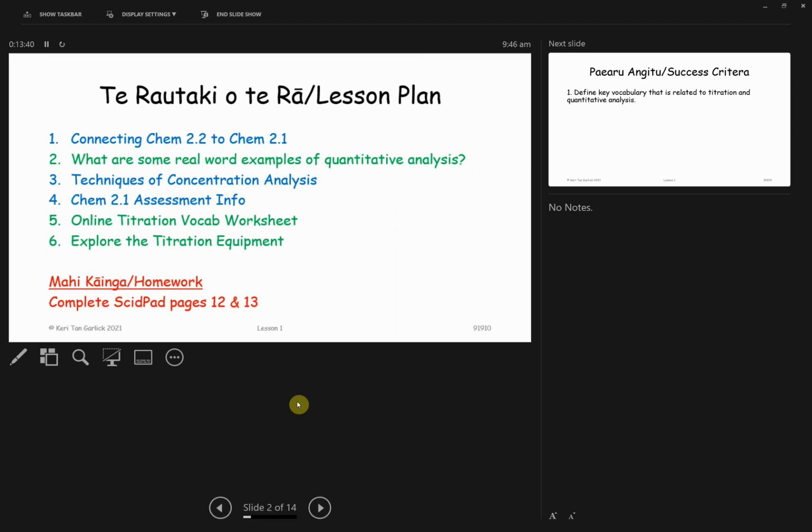So what we are thinking about first is how we connect the internal that you just did to the next internal. I think it's good to see that, because that way you understand some really important science skills. Then I want you to have a chance to think of a real world example of when we do quantitative analysis. I'll give you some information then on the different techniques we use to figure out concentrations. I will talk about the assessment as well today.